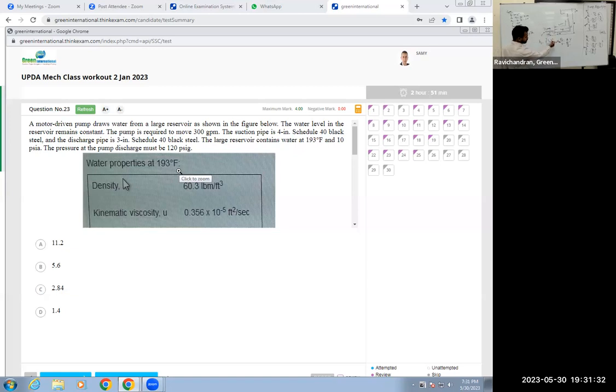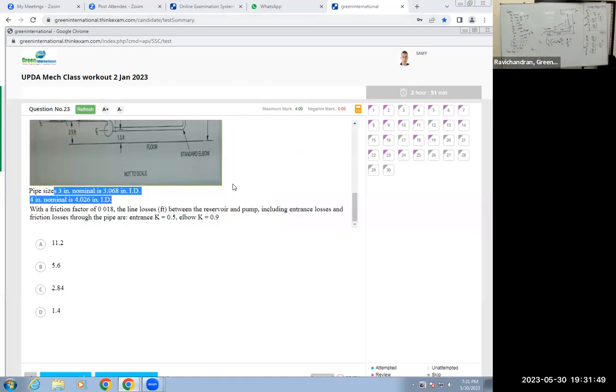First, we will find what is V square. No, first we will find what is LE. We have to find the friction losses only in the section of the pipe, because it's given including the entrance loss, the friction losses through the pipe. So we have to find the friction losses only in this section.